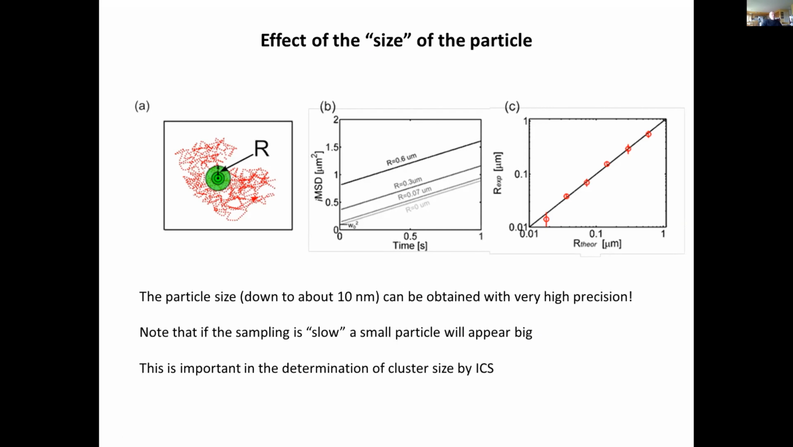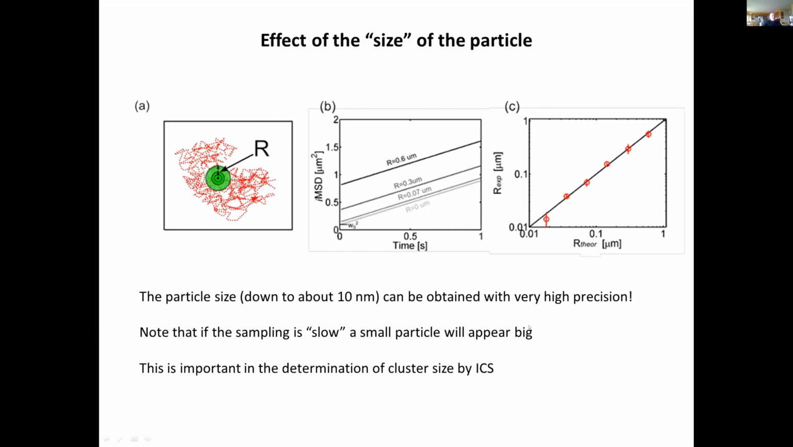And this is very useful because that can eventually also give information about the size of clusters. So I would say the particle size down to about 10 nanometer can be obtained with this technique with very high precision. Note that the sampling is low.